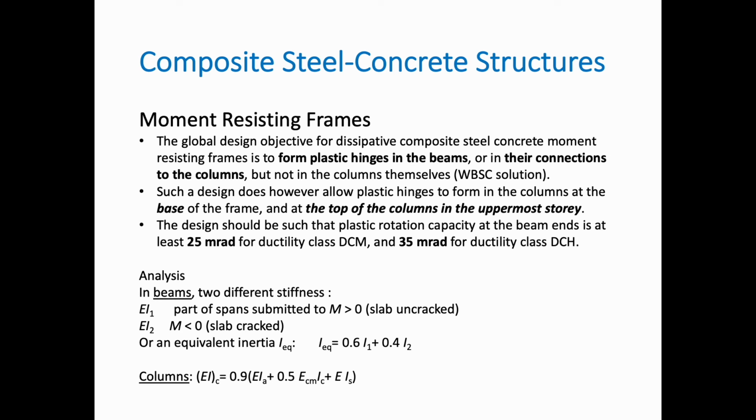When it comes to the analysis of beams, there are two different stiffnesses. One is for the slab uncracked, where we're considering a positive moment, and one is for the slab cracked for the negative moment. So the equivalent inertia is calculated as 60% of the first plus 40% of the second. When it comes to the columns, again, there is an EI, which is calculated as you can see in the formula.